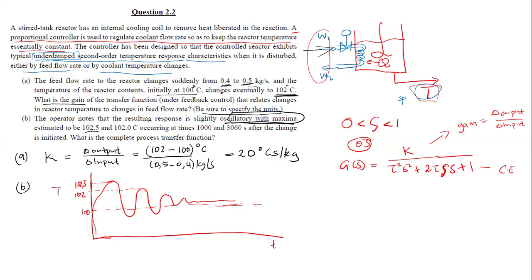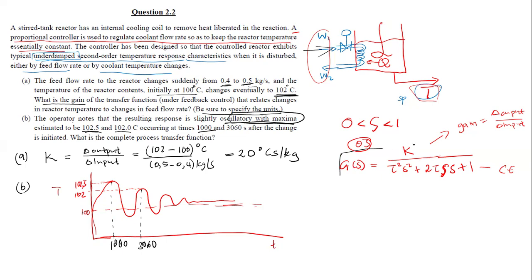Occurring at this time. So the first maximum peak will occur at this time over here, which is most definitely our time, which will be 1000 seconds. And then the second peak, which is at 102.0, will occur at 3060 seconds after the change is initiated. What is the complete process transfer function?